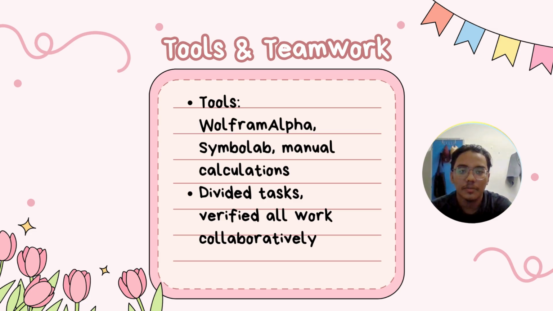This problem demonstrates the importance of both computational tools and collaborative verification in engineering. The tools we use include Wolfram Alpha for symbolic computation and verification, along with graphing, Symbolab for step-by-step solution methods, and manual calculation to understand the underlying mathematics. Our approach involves dividing tasks among team members, each person verifying the others' work collaboratively, and cross-checking results using multiple solution methods. This collaborative approach ensures accuracy and builds confidence in our engineering solution.